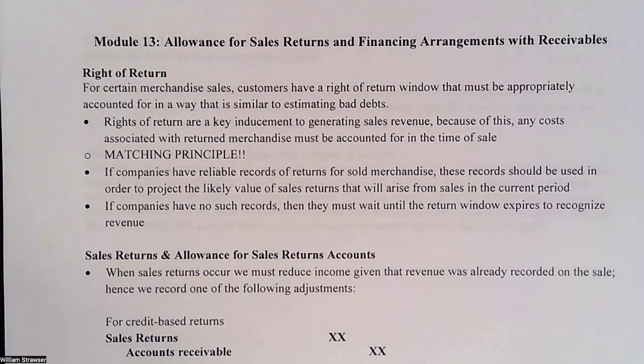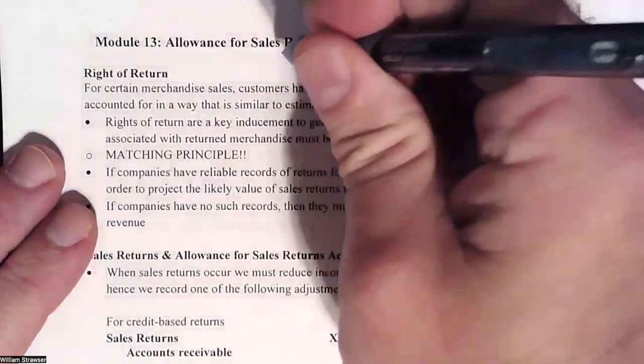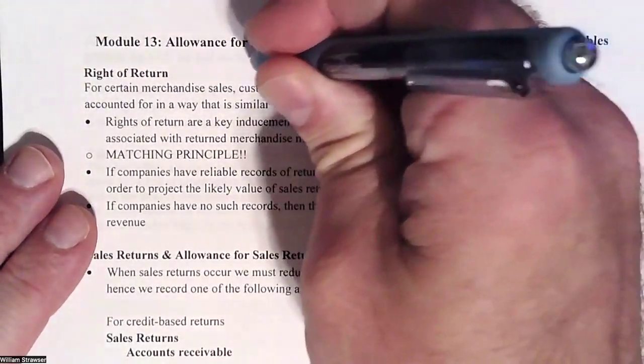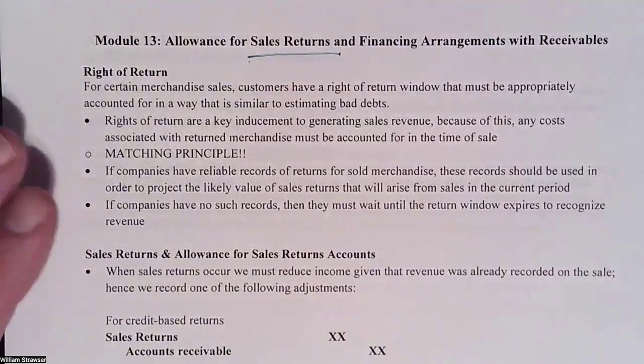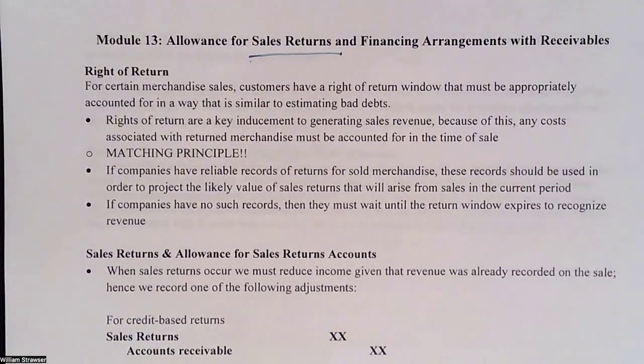Module 13 deals with adding another contra asset and contra revenue, and both of them are added in the vein of accounting for sales returns. So sales returns is the big topic of this additional piece. You're going to find that it matches pretty nicely, if you think about them generally enough, with the allowance for doubtful accounts and bad debt expense.